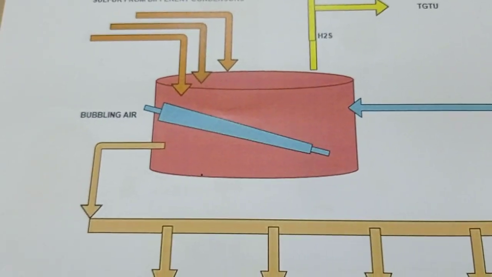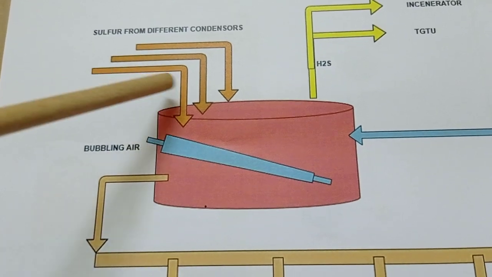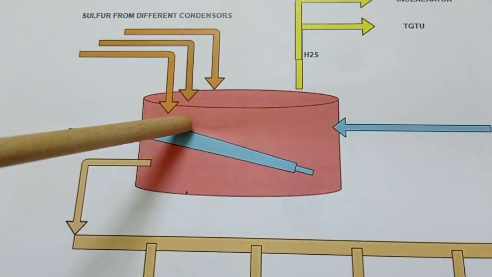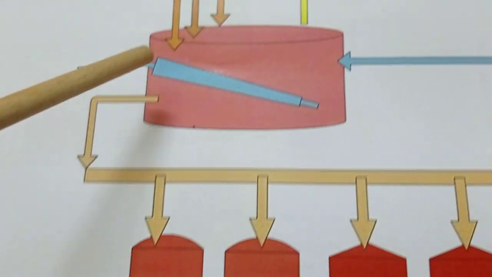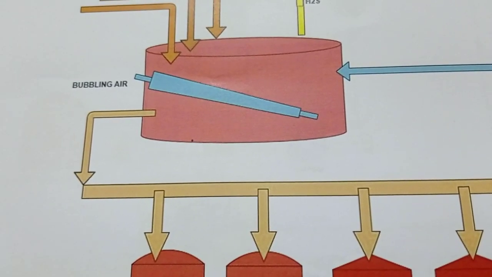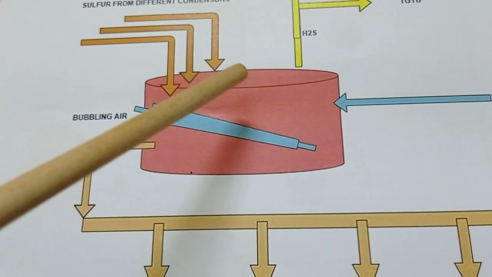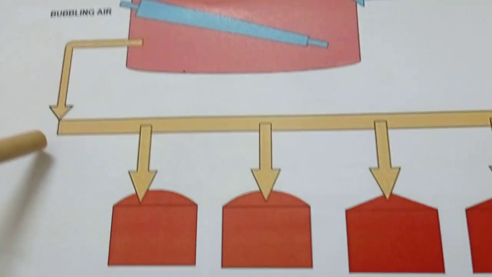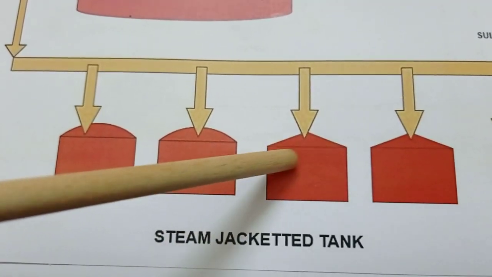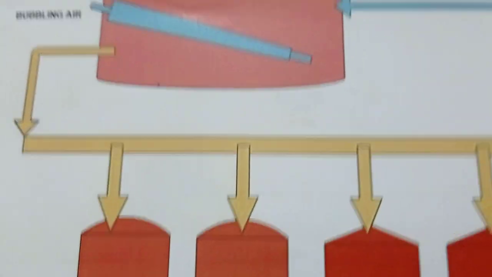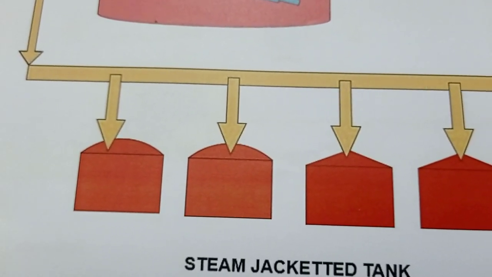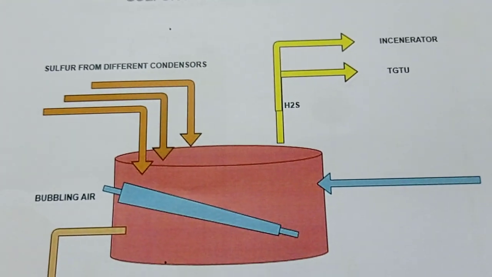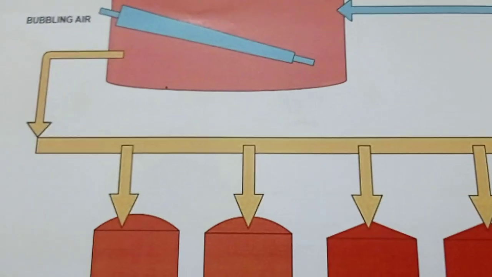So this is about the sulfur collection pit from the different condensers. We use bubble air and sweeping air, and all the sulfur that is collected gets transported with the help of either a submergible pump or a side pump, depending on the company. Generally, submergible pumps are mostly used. With the help of the submergible pump, sulfur is transported to different types of tanks, steam jacketed tanks. I told you that I will explain the different types of tanks. These tanks are steam jacketed tanks, and mainly they are used to store the sulfur in liquid form.